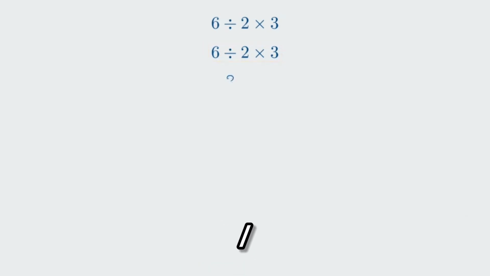So 6 divided by 2 equals 3. Now our problem has simplified to 3 times 3. We're almost there. Our expression is now 3 times 3. We've done the division. What's left to do? The multiplication. So we calculate 3 times 3, which is 9. And that's our final answer. The result of 6 divided by 2 times the quantity of 1 plus 2 is 9.